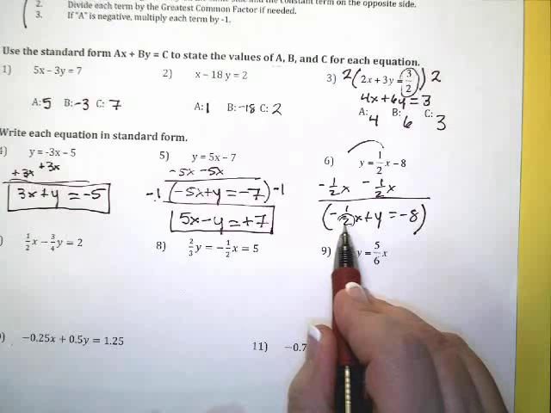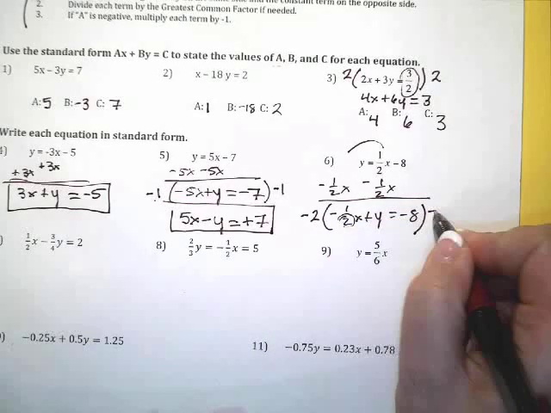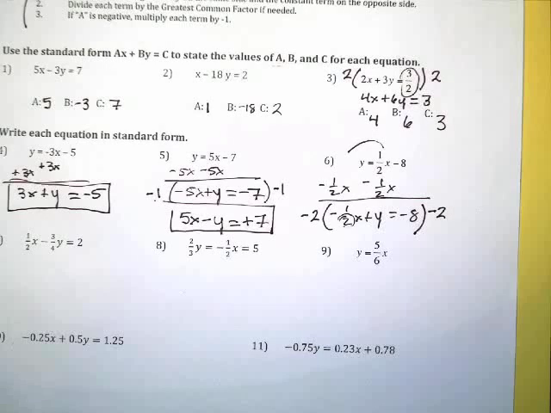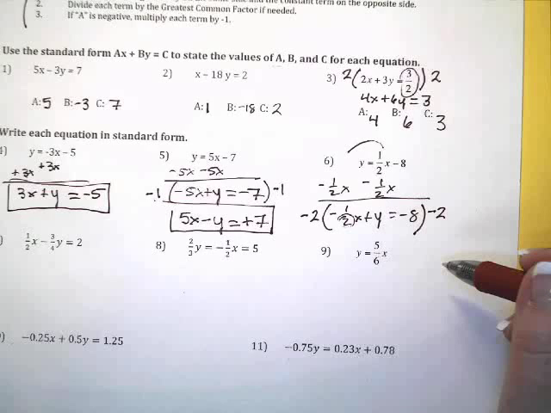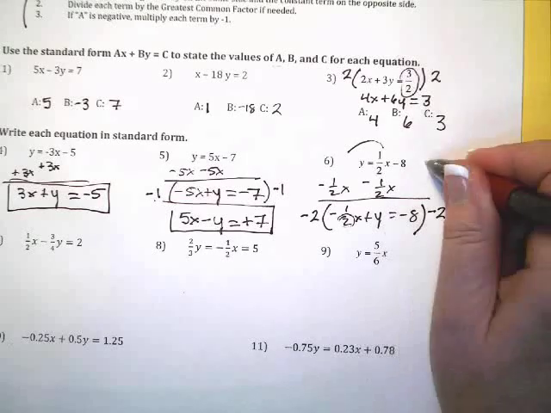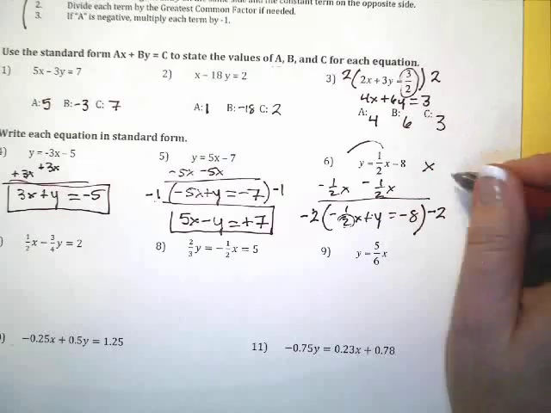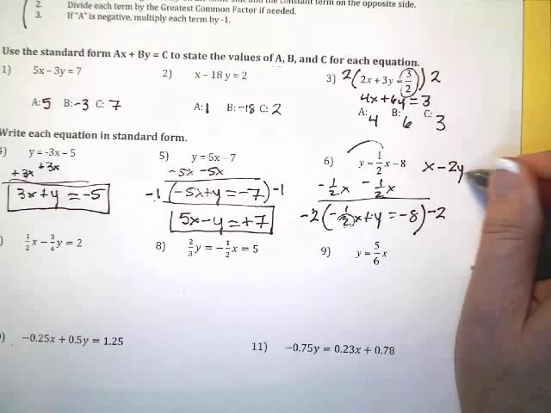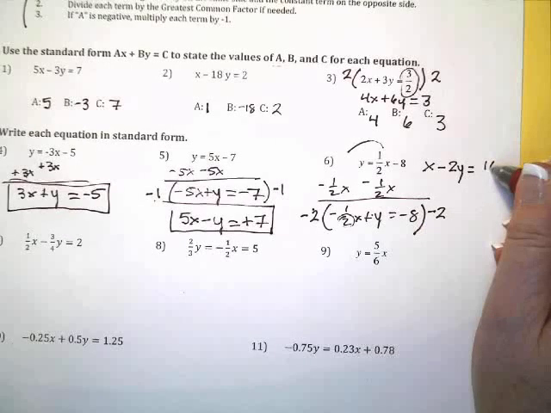And we also can't have the number in front of x negative. So we're going to go ahead and multiply every term by negative 2. So negative 2 times negative 1/2 gives us a positive x. Negative 2 times 2y would give us negative 2y. And negative 8 times negative 2 gives us 16.